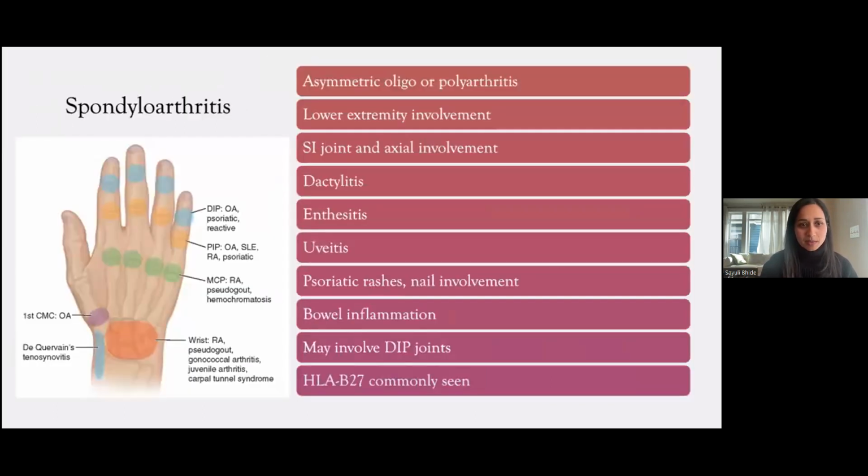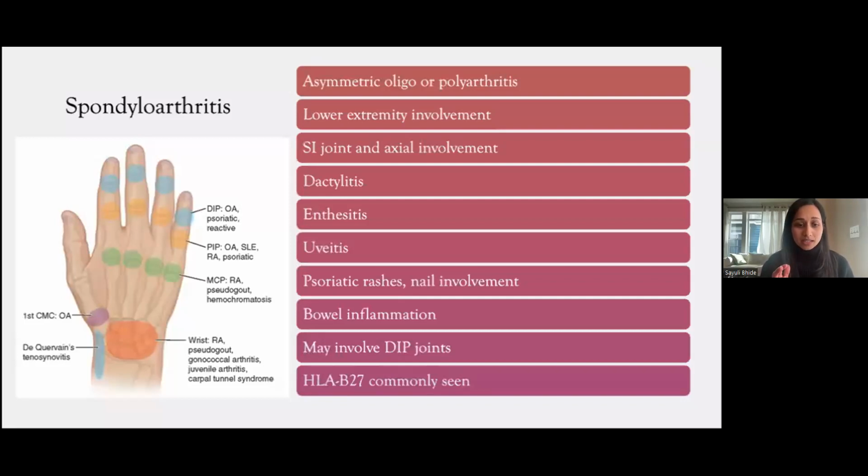So, things to know about spondyloarthritis. What's really important to know is that it is very variable. So it's hard to make a concrete diagnosis sometimes, but things to look for are asymmetric oligo- or polyarthritis. Often the lower extremities are involved.